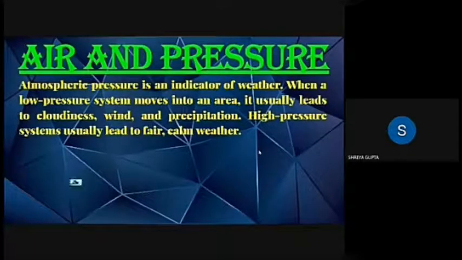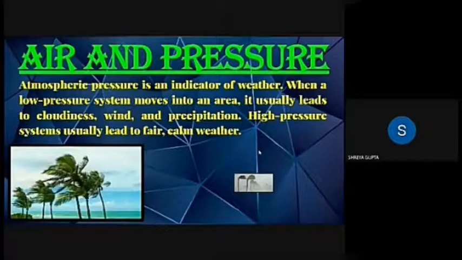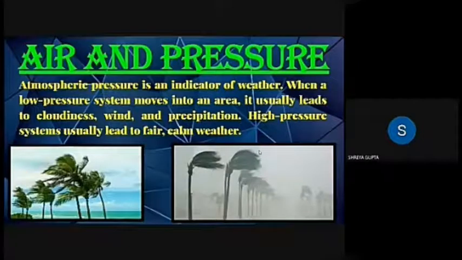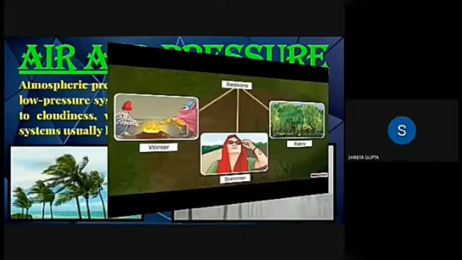Air and pressure. Atmospheric pressure is an indicator of weather. Low pressure of air leads to cloudiness, wind, and precipitation, while high pressure systems usually lead to fair and calm weather. Here is a small video for weather.